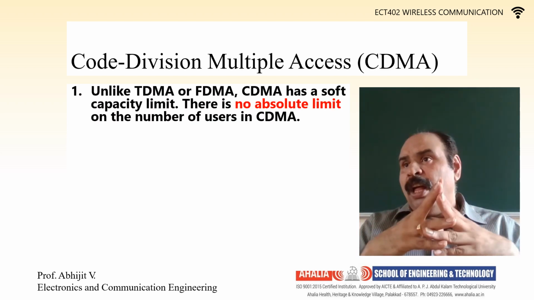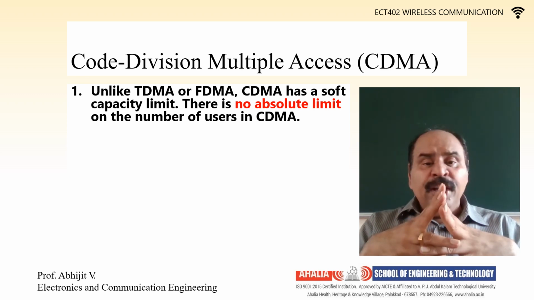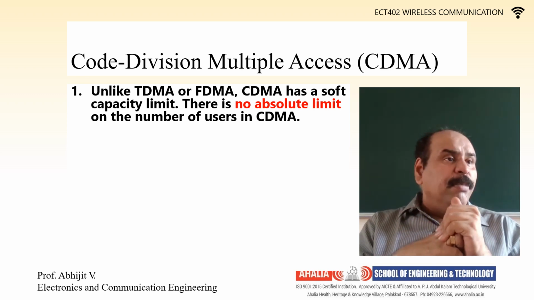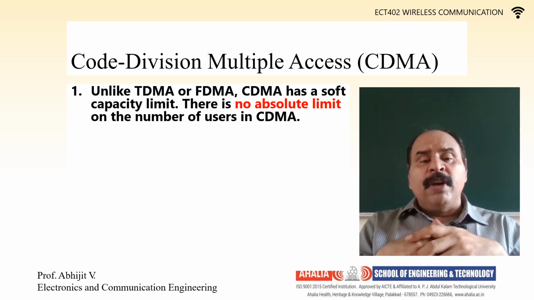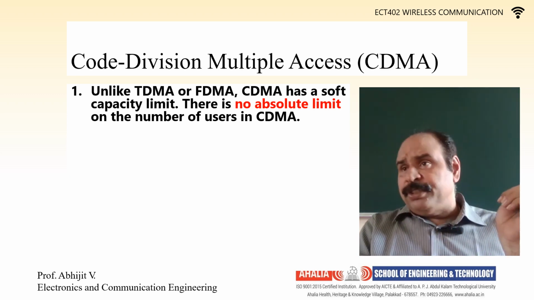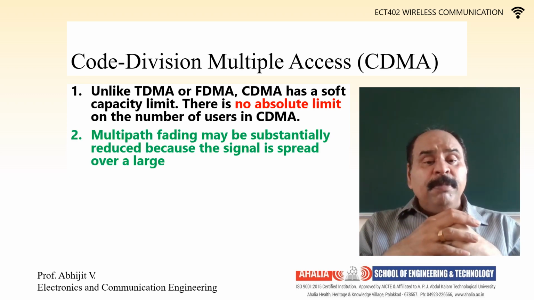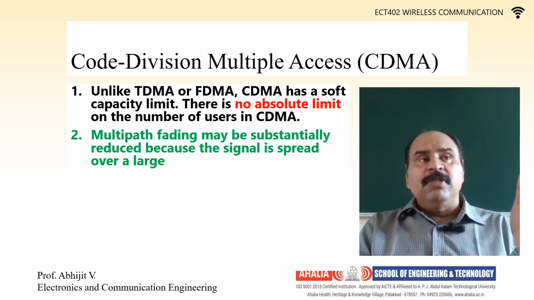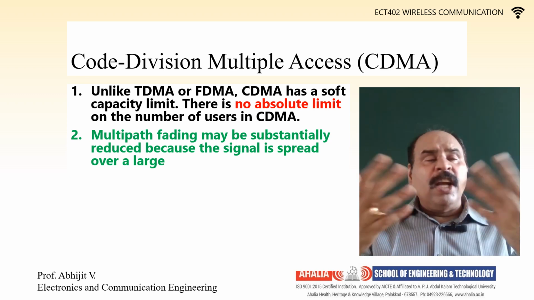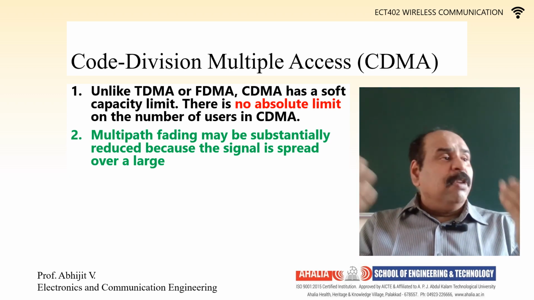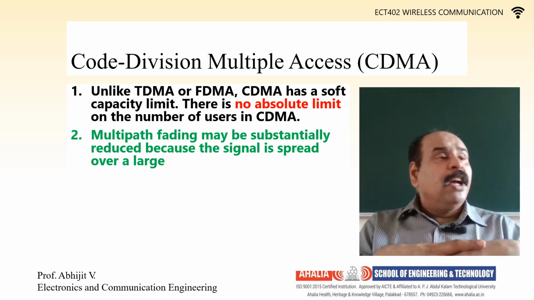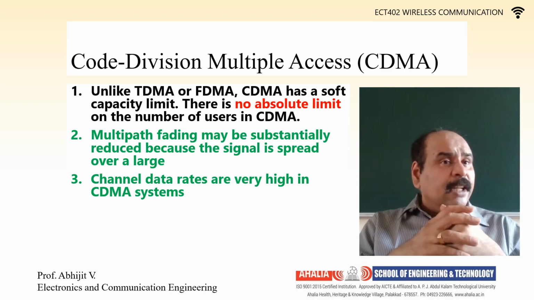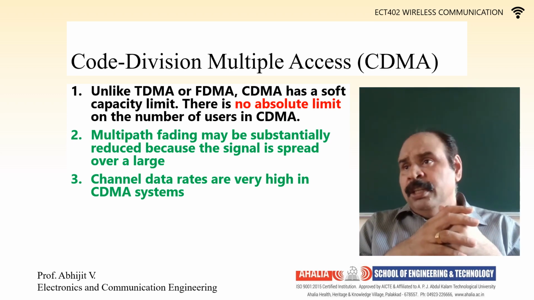So, unlike TDMA or FDMA, CDMA has a soft capacity limit. That means that there is no absolute limit for the number of users in a CDMA system. Multipath fading may be substantially reduced as the signal is spread over a large time gap. So there is no delay spread, right? So all the problems that are caused due to multipath fading are highly reduced. The next point is that the channel data rates are very high in CDMA systems.